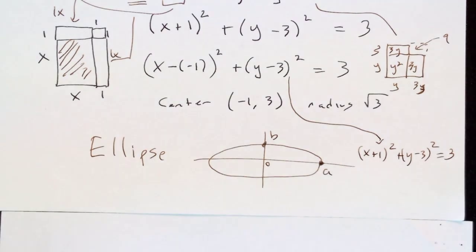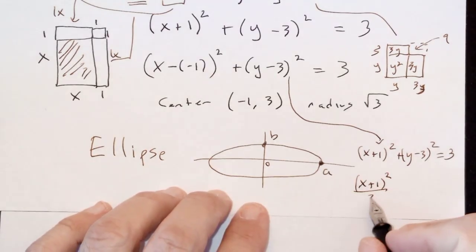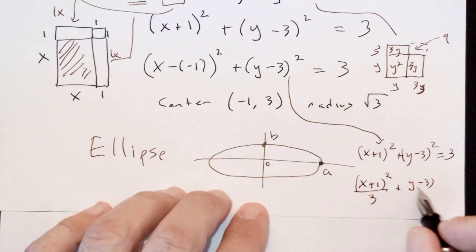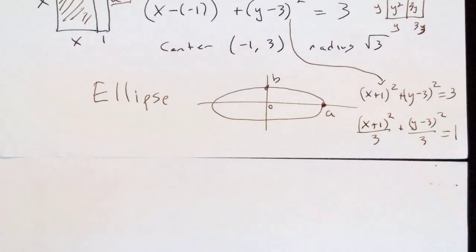I'm going to take the right-hand side, make that a 1. So I'm going to divide everything by 3. And I can think of those 3's that are currently in the denominator for my circle as telling me how far I go in the x direction and how far I go in the y direction. Those are my radii. The radius horizontally, the radius vertically. It's a circle. They're the same number, right?